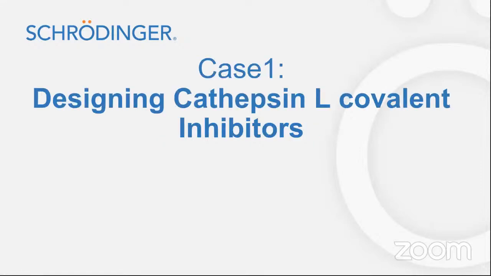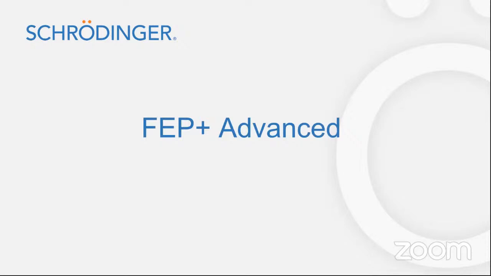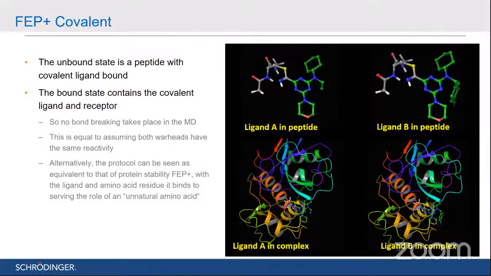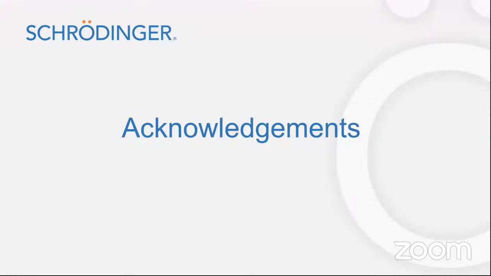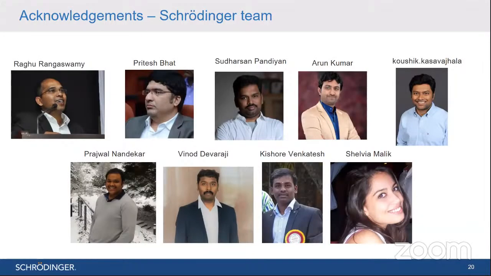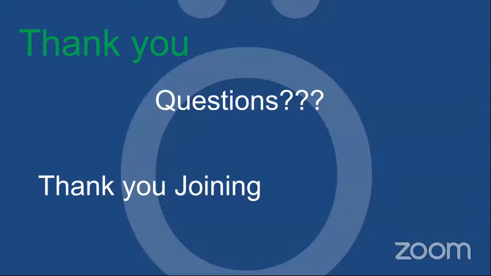That was the demo on cathepsin L covalent inhibitors and advanced options. As I said, in covalent inhibition design, if you want to rank order, you can use FEP+ covalent inhibitors. The concept is that it will take ligand A in peptide and ligand B in peptide, and then ligand A in complex and ligand B in complex, and it will perform free energy perturbation. Those options are available, but it's again specifically for high computing resources, and the license is available only for commercial users. So that's all I planned for today. I'm ready for any questions. Thank you.